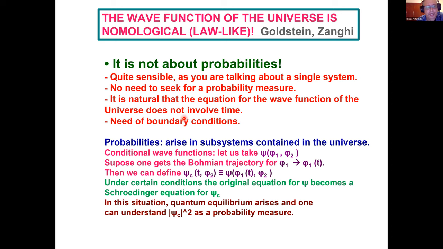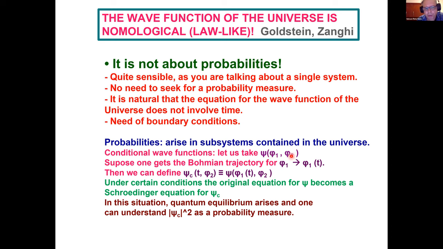Now, how do probabilities arise in this theory? Well, the probabilities arise in subsystems contained in the universe, which is quite sensible, because if you have many, many subsystems in the universe, then you can talk about probabilities of having such a subsystem or not. This can be done in the de Broglie-Bohm approach by using the so-called conditional wave function. What is the conditional wave function? Let us suppose that the universe is composed of only two fields, phi one and phi two.